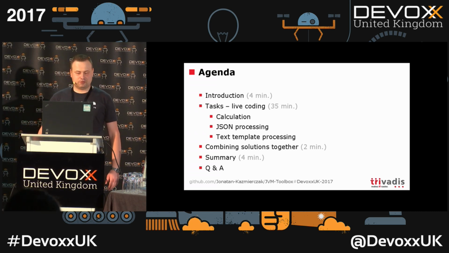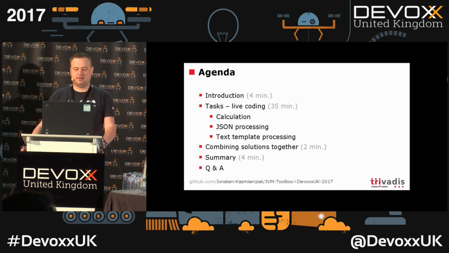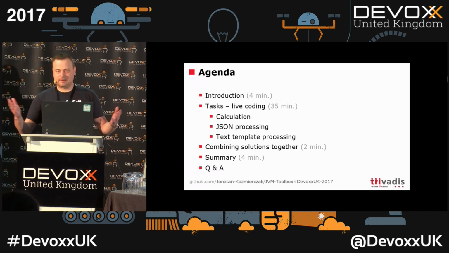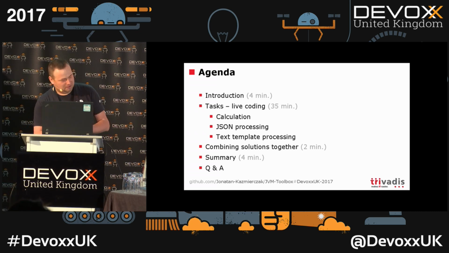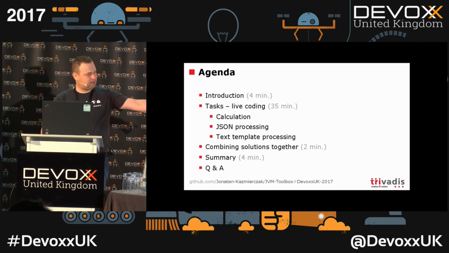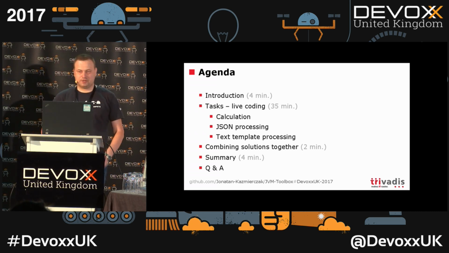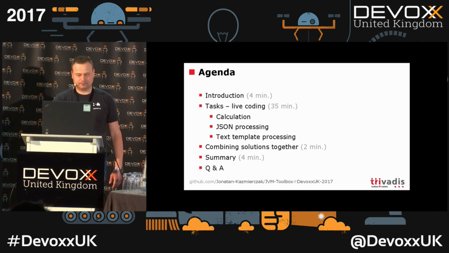Agenda. As you can see, I don't want to bore you with slides and such things. The main part is live coding: three tasks, calculation, JSON processing, and text template processing. That's what we are going to work on. And I assume that I have a great audience of hackers, so everybody will follow. At the bottom, in the footer, you can see the valid GitHub link related to this presentation. You can download all the code which will be written here.